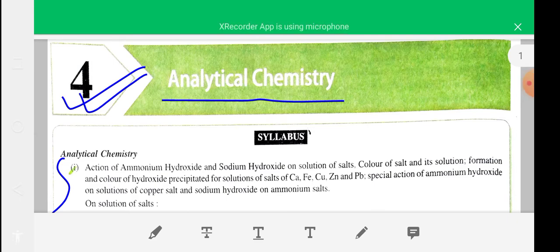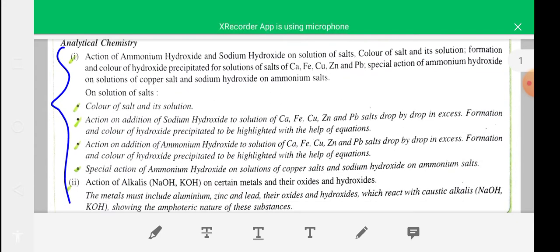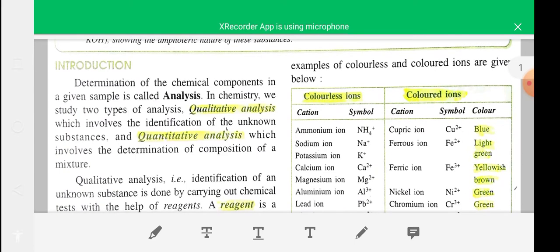In this video, I am going to start chapter 4 of class 10 chemistry. The topic is analytical chemistry. From this chapter, you have to read all the topics. Okay, so this is chapter 4 of class 10 chemistry, analytical chemistry.